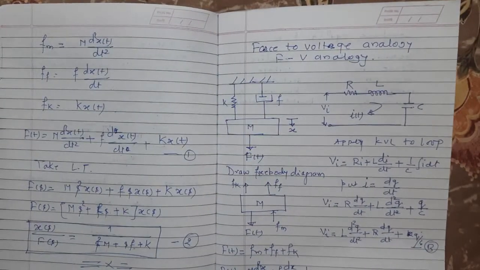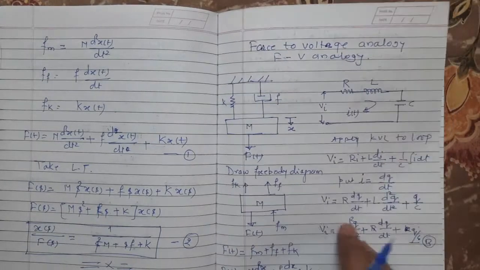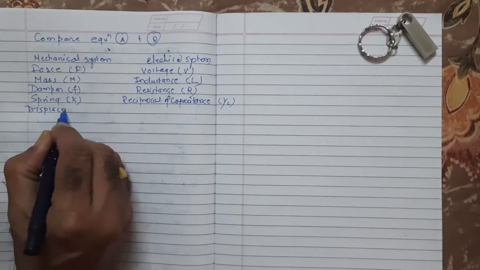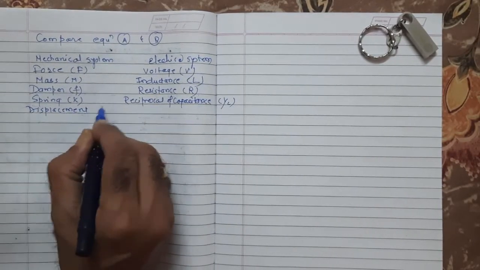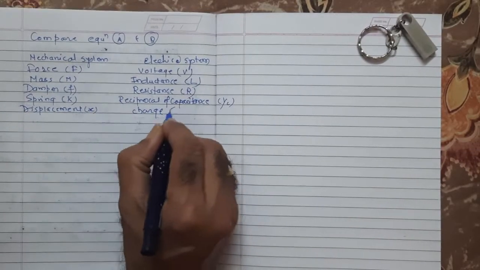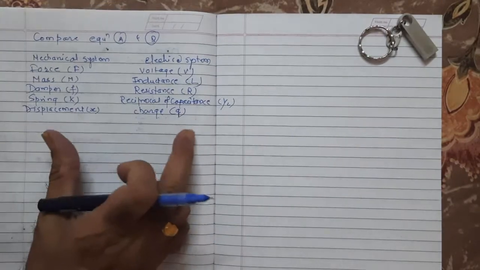Now here is the displacement, that is X, and here is the charge Q. So this is the analogy.